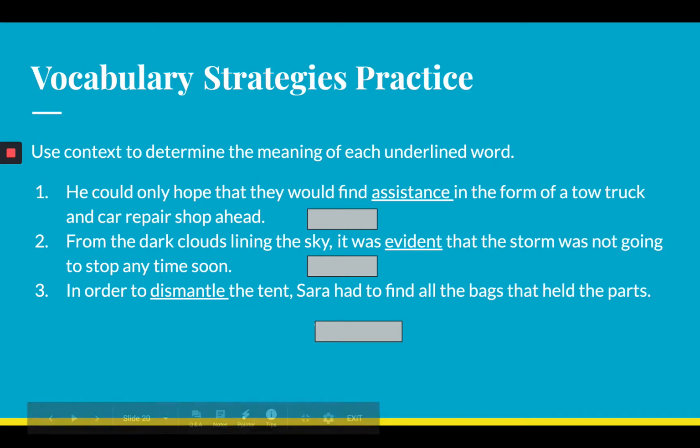For vocabulary strategy, we've been focusing on shades of meaning. I want you to use context to determine the meaning of each underlined word. So what you're going to do is pause the video, read these sentences, and use the context clues around the underlined word to help you figure out what that underlined word means. When you're done, come on back and we'll keep moving.